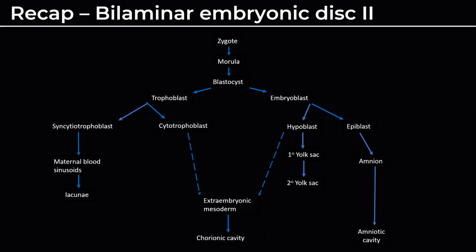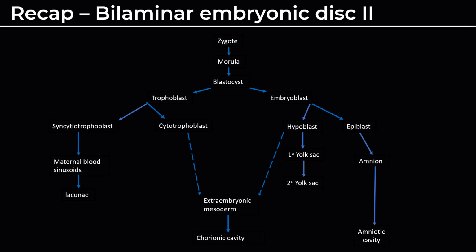The inner cell mass are constructed of embryoblasts and the outer cell mass are constructed of trophoblasts. These trophoblasts divide to form the supportive cells, the syncytio trophoblasts and the cytotrophoblasts. The embryoblasts divide into our bilaminar disc, formed of hypoblast, from which we develop the yolk sac, and the epiblast. The epiblast forms an amniotic cavity.